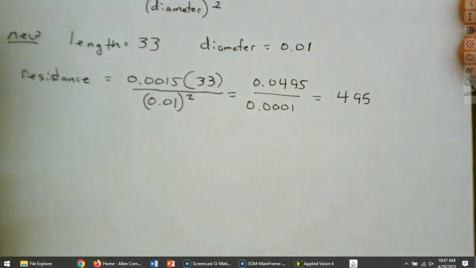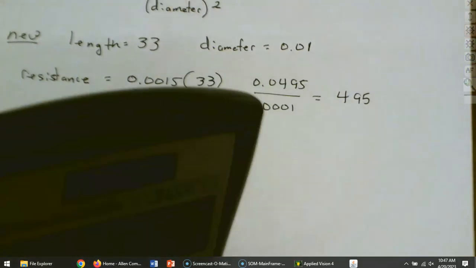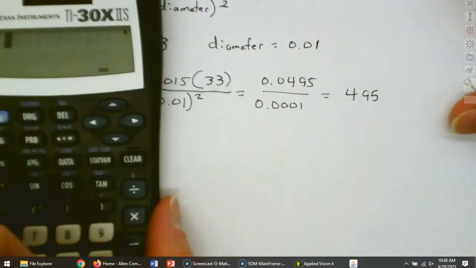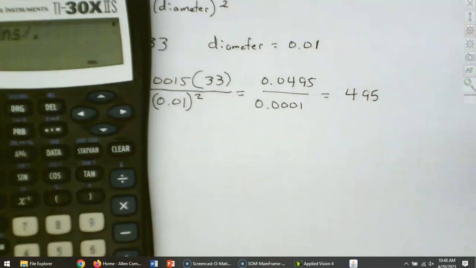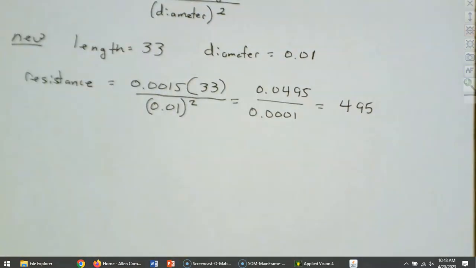And if we did it correctly, that should be one of the answers there. I think I may have made a mistake with the number of zeros somewhere. I think it should be answer C, though, right? Yeah. I think I got mixed up with the number of zeros. Let's try this again just to make sure. We've got 0.0015. Multiply that by 33. Divide that by the new diameter of 0.01. We have to square it. And I believe it should be 4. Yeah, I made a mistake somewhere with the decimals.